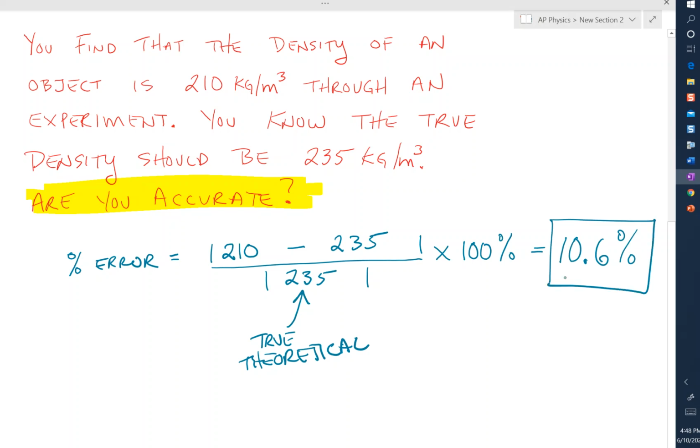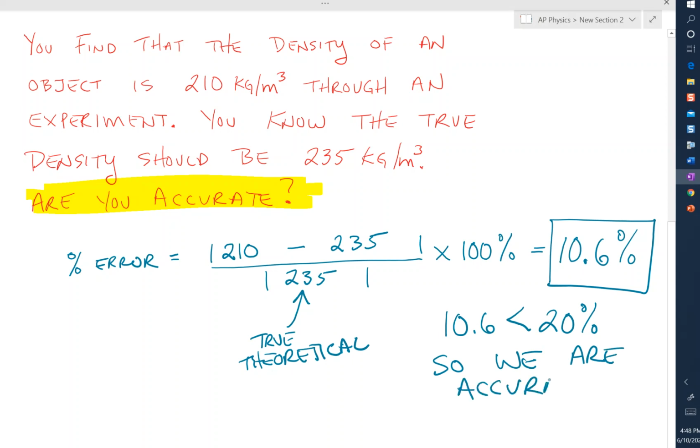Now I have a number to go with my experiment, and the determining factor of whether the number I get out of this equation is telling me that I'm accurate is whether or not it's less than 20%. So 10.6 is less than 20%. So we are accurate. Nice and easy.